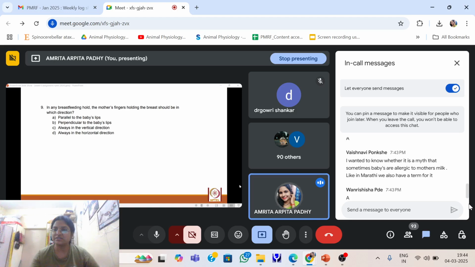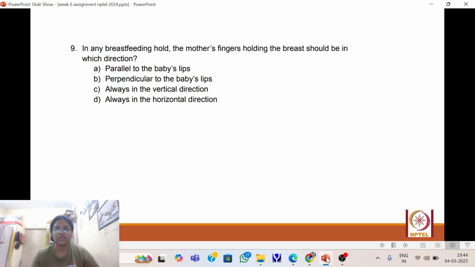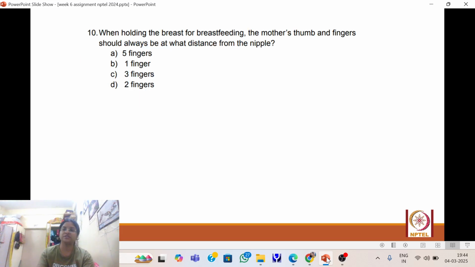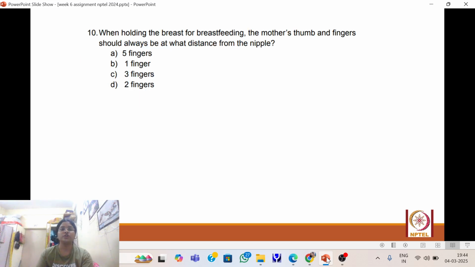Okay, let's see what is the correct answer to this question. Yeah, it is A. Parallel to the baby's lips. The mother's fingers holding the breast should be in which direction? In the breastfeeding hold, it should be parallel to the baby's lips. Okay, moving on to the next.